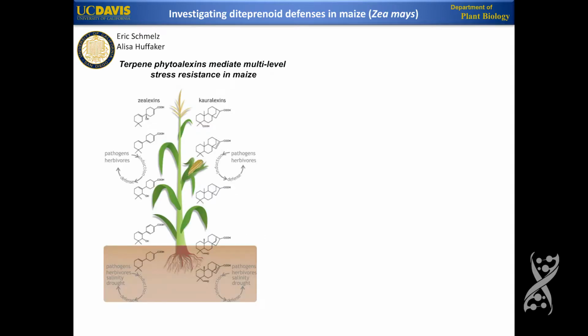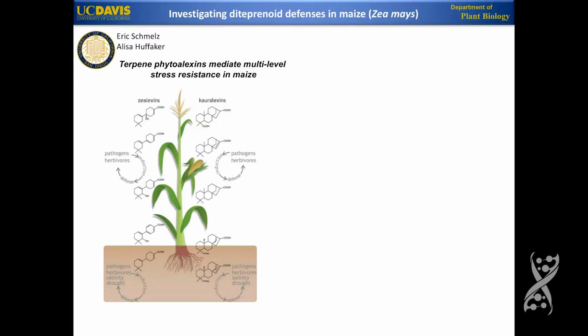One major target that we had was a compound class called kauralexins, and there's another one. These are sesquiterpenoids on the left here. They're called zealexins. The diterpenes are kauralexins. These were found some years ago by Eric Schmelz's and Alisa Huffaker's lab, with whom we're collaborating on this project. And we were interested to find out how these compounds are made, because we do know that they are the major drivers of pathogen resistance, both in above and below ground tissues in maize. So we started to look into this.